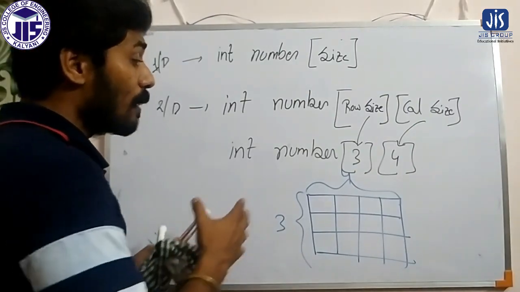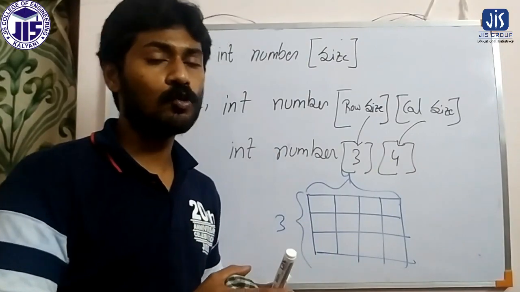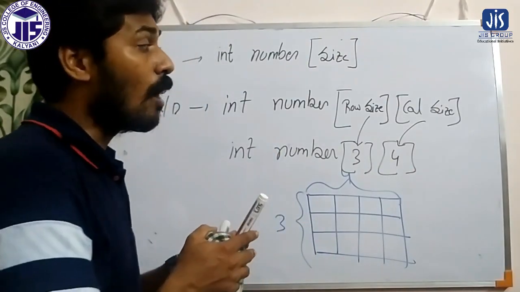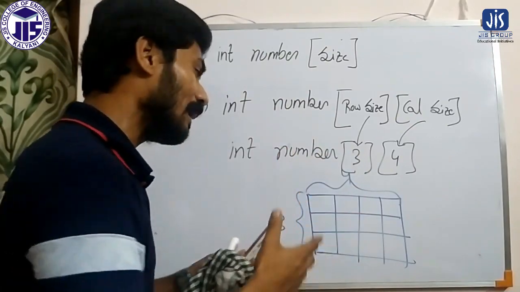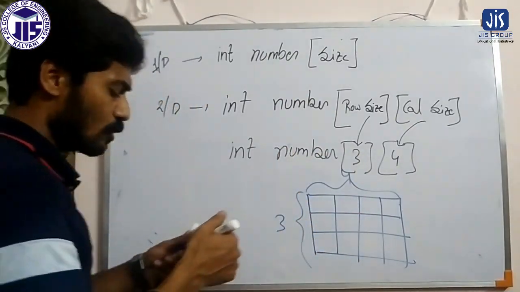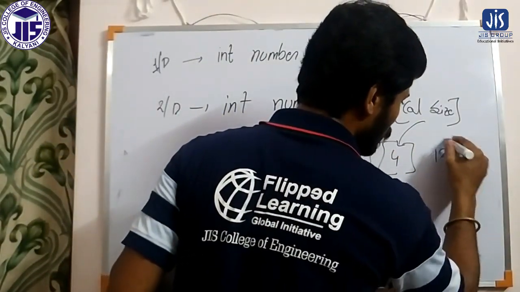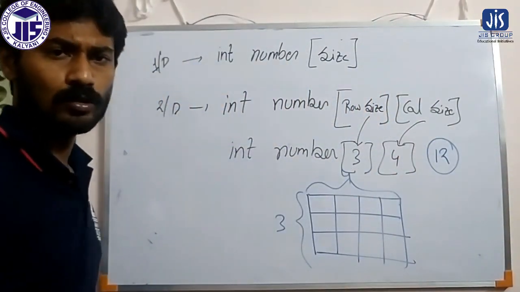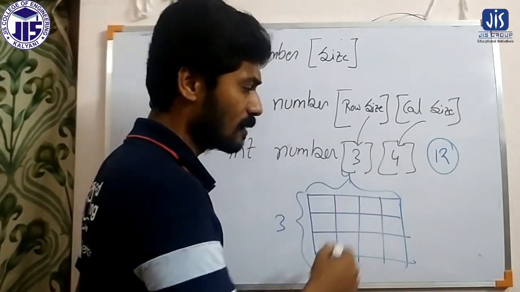The next question is how the memory will be allocated for this array. If I declare this, obviously the memory allocation will be continuous because it is an array. Now, what will be the total memory size? That is calculated similarly to the one-dimensional array. Here we can store a maximum of 12 elements, because there are 3 rows and 4 columns.